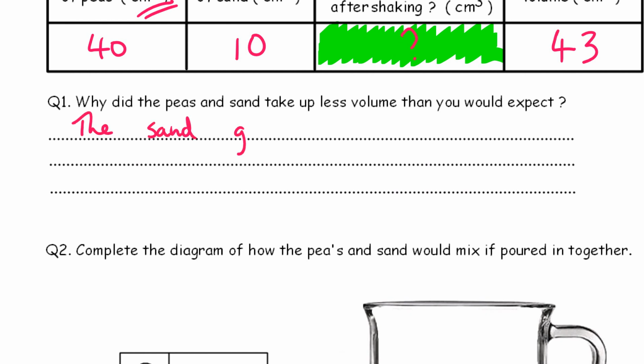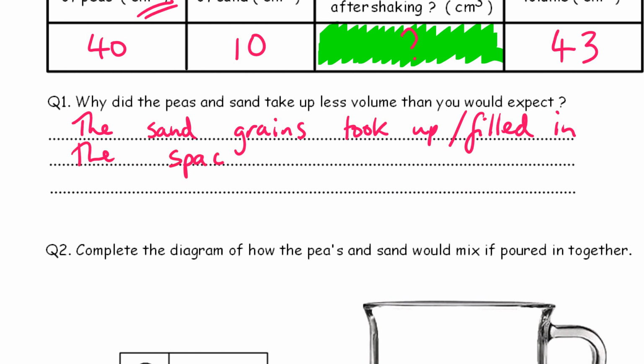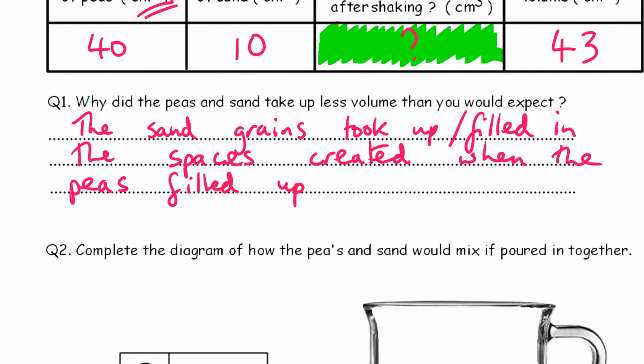The sand grains or particles took up or filled in the spaces created when the peas filled up the large measuring cylinder. Okay, that's what they did.